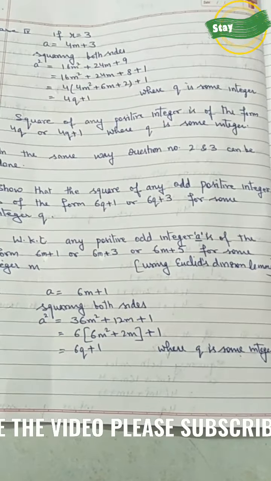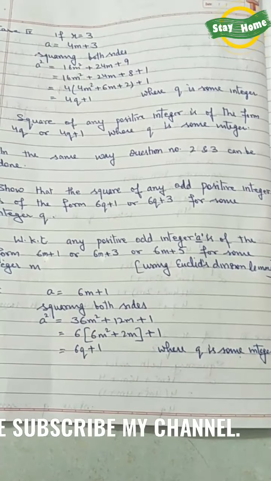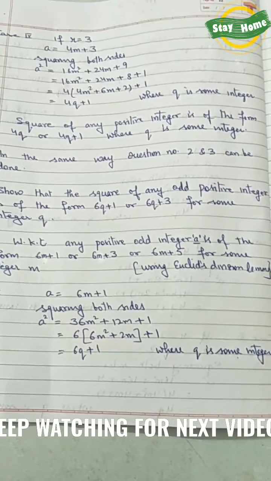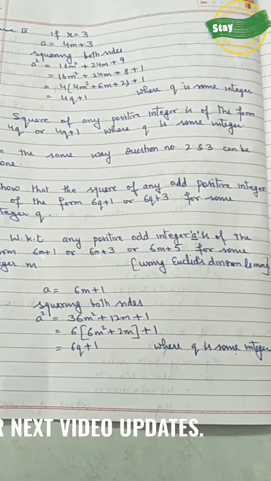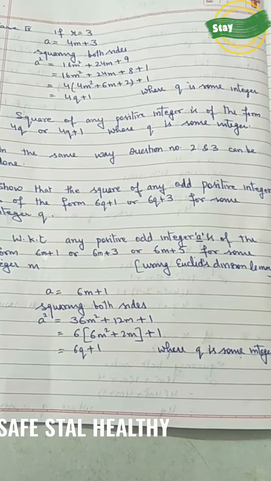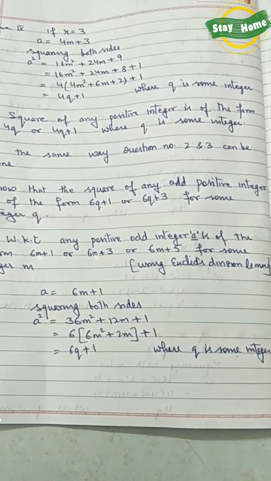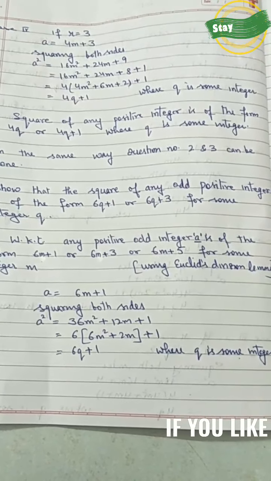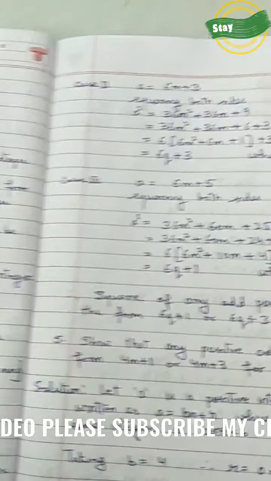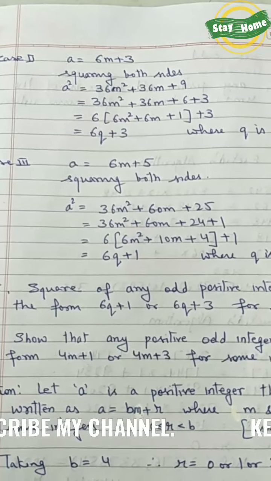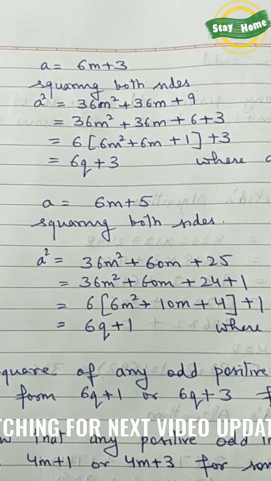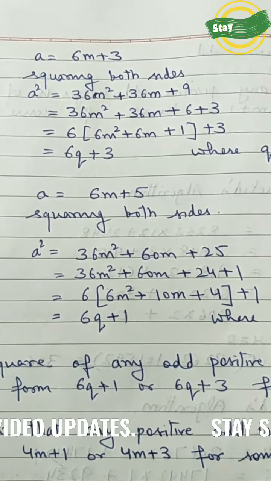Now we have to divide this square number by 6, because ultimately we have to show it in Euclid form with divisor 6. So we will take 6 common, and 1 can be the remainder, the constant term 1 is okay. The quotient will be termed q, so 6q plus 1, like the previous question. So we have shown it. The next odd integer is of the form 6m plus 3, squaring both sides, and again we will take 6 common and we will get 6q plus 3.